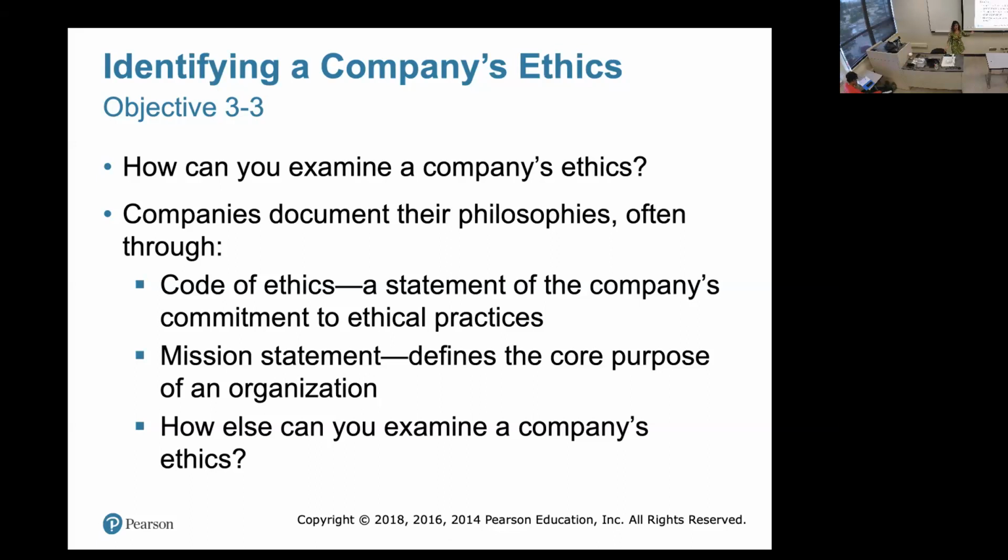And then how else can you examine a company's ethics besides what they say about themselves on their website? What else can you look at? Maybe you can talk to people that work there, if you know people that work there. You can look at the news. Google them in the news, right? And see if there is any negative news about the company.